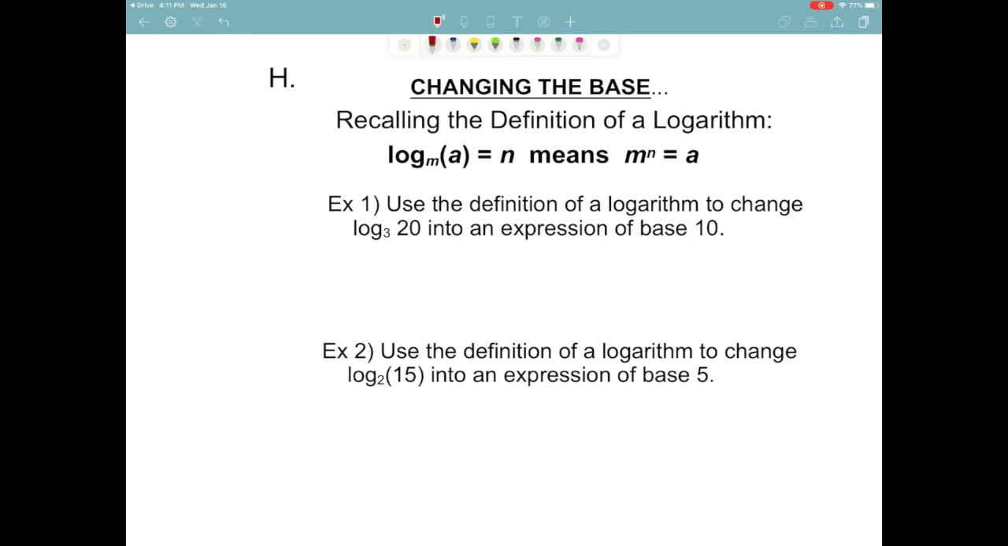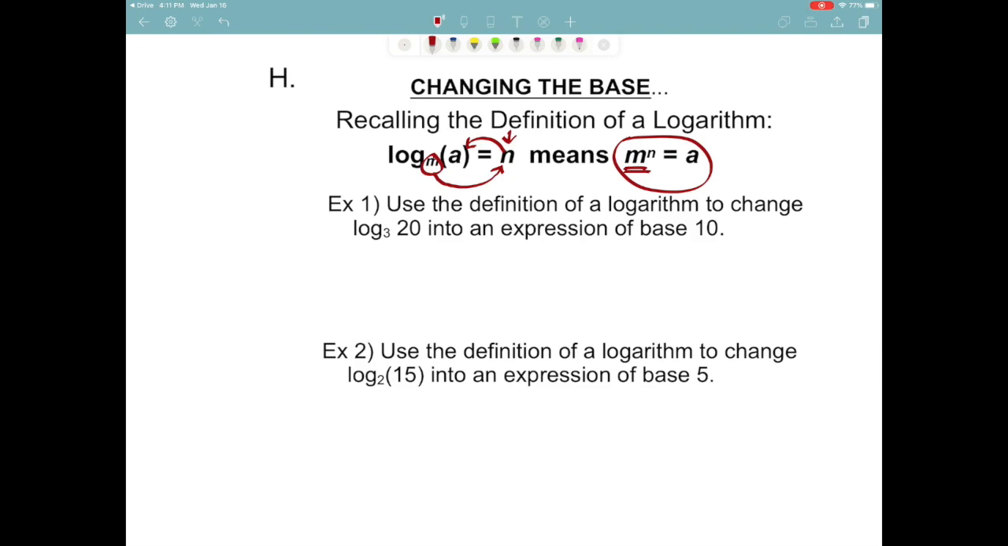This one says, recalling the definition of a logarithm, you have log base m of a equals n, means that m to the power of n equals a. Just remember, this is our base. That's why we read it as log base m of a equals n. That helps us to remember that's our base. And when you're in log form, that always equals our exponent. So some people like to go around the world. M to the power of n equals a, which is what you see on this side here.